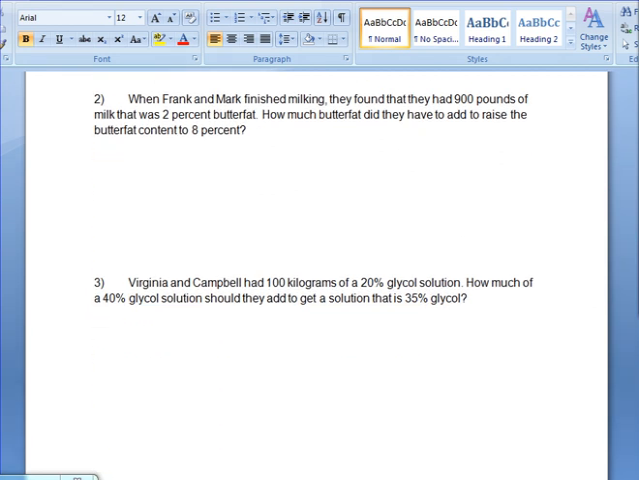All right, our second example says, when Frank and Mark finished milking, they found that they had 900 pounds of milk that was 2% butterfat. How much butterfat did they have to add to raise the butterfat content to 8%? So we're adding butterfat. Let's start by setting up our chart. Okay, we have a chart.